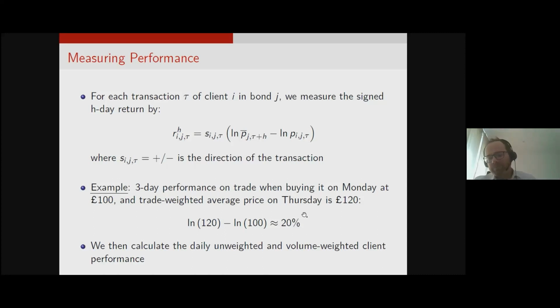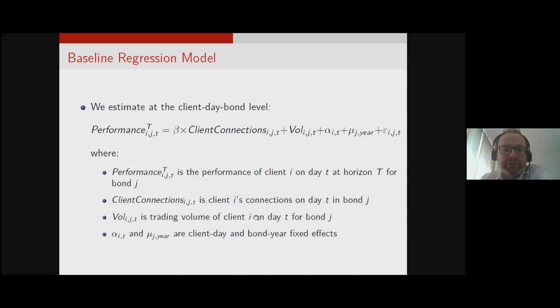So that would be the performance of that trade, which is then used to compute either a weighted or unweighted client-day specific average performance measure. And then you can calculate this kind of performance measure on different horizons, as I will show you in a second. And this is our baseline regression design. On the left-hand side, you have this weighted or unweighted performance measure of client I in bond J on day T over time horizon capital T.